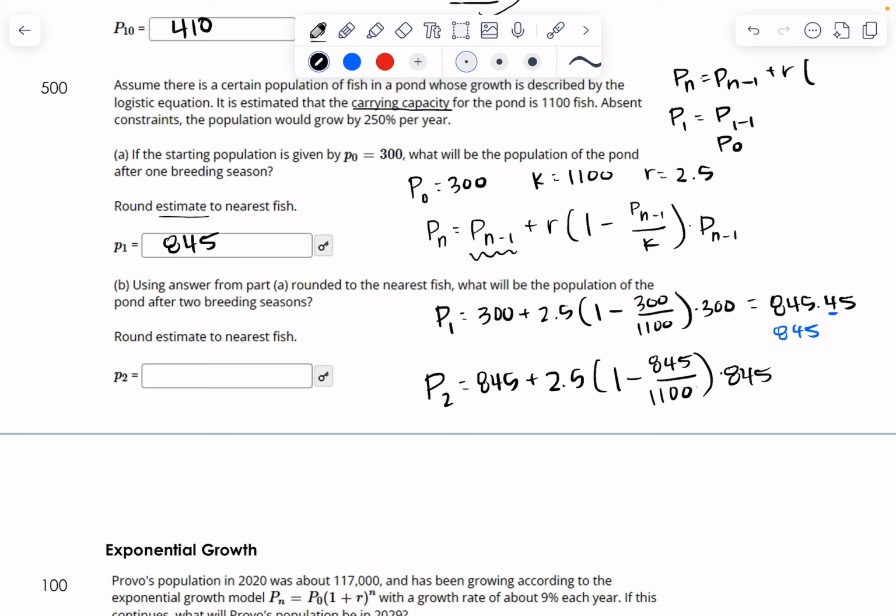And I'm going to type that into my calculator. And you get 1334.7. So because this is 0.7, you would round that up to 1,335.